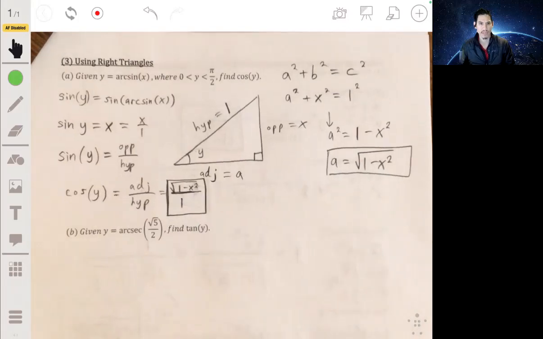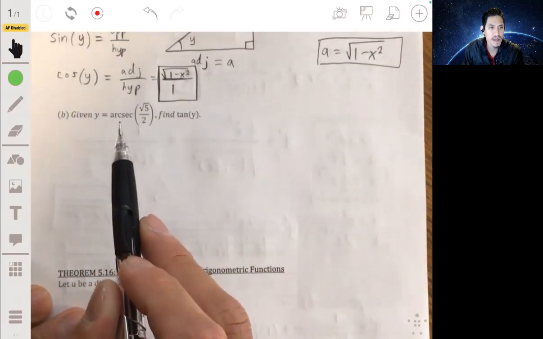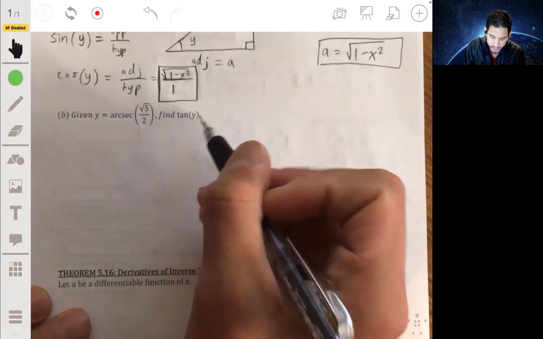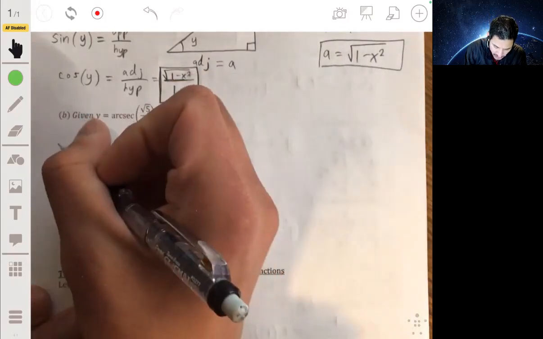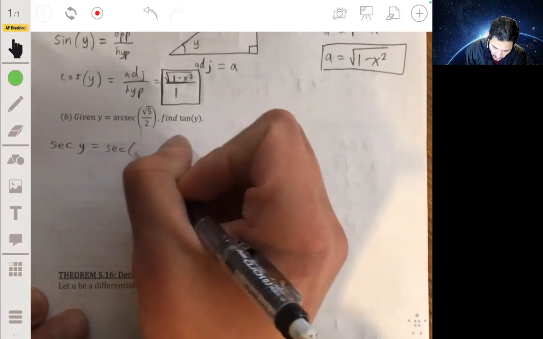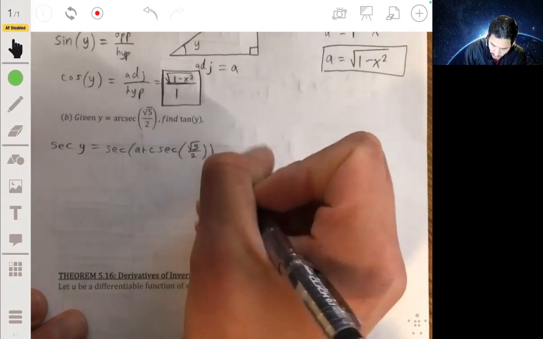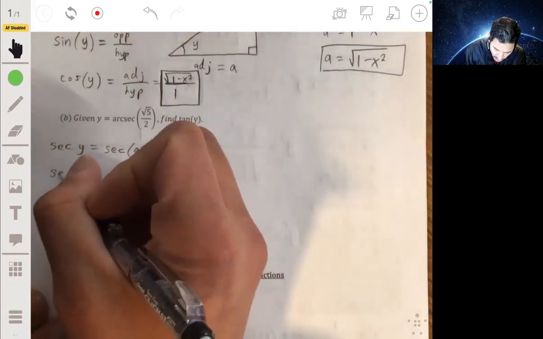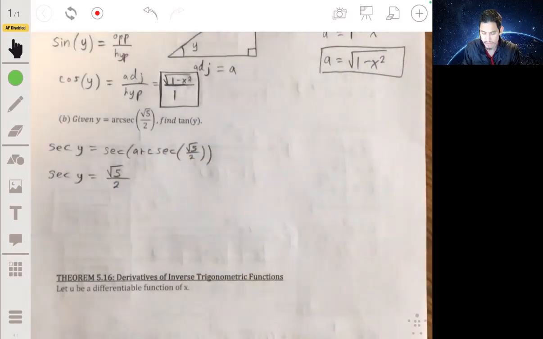So let's go through one more so we can get good at this. Here we have the arc secant of root 5 over 2 is equal to y, and we want to find the tangent of y. So again, let's undo this function so that we can just get the input. We're going to take the secant of each side. So we have the secant of y equals the secant of the arc secant of root 5 over 2. And again, since they're inverse functions, you're going to be left with root 5 over 2 on the right side. So the secant of y is equal to root 5 over 2.